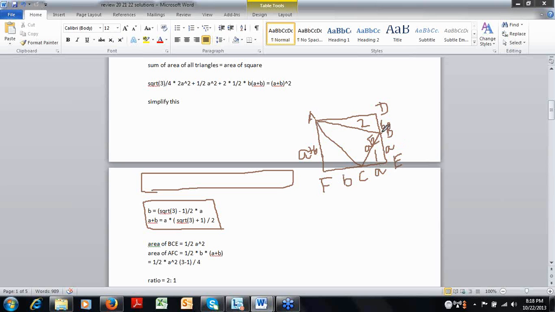okay, somebody is asking why BE is equal to CE. If BE is not equal to CE, then it cannot be an equilateral triangle. BE has to be equal to CE. It's simple, if you see the symmetry itself, for an equilateral triangle, this needs to be 60 degrees, this needs to be 60 degrees, this needs to be 60 degrees. So this angle needs to be equal to this angle. So these two need to be equal.